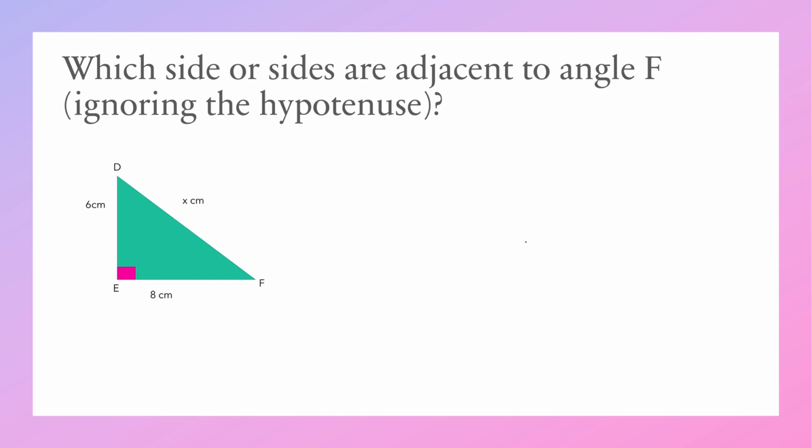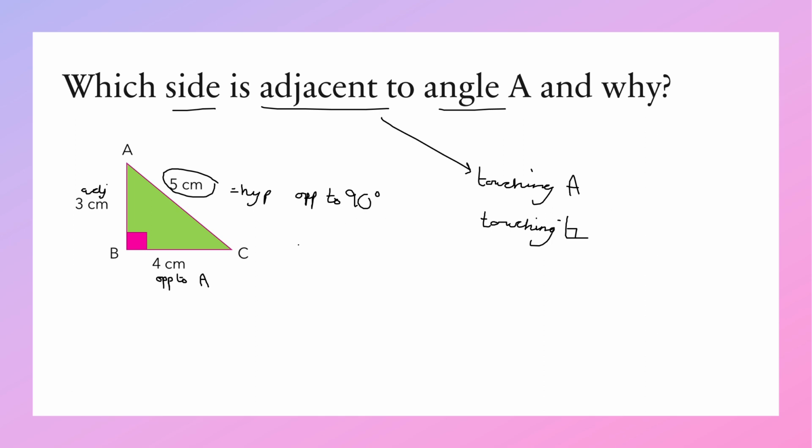Okay, let's try another one. Which side is adjacent? Also, I wanted to point out that the side opposite to angle A is adjacent to angle C as well, and adjacent to A is opposite to C. Another way of writing C is 90 minus A. So opposite to angle A is adjacent to 90 minus A, and adjacent to A is opposite to 90 minus A. We'll explain the significance of this later on.